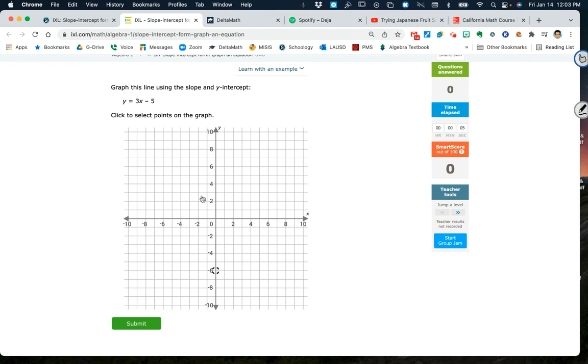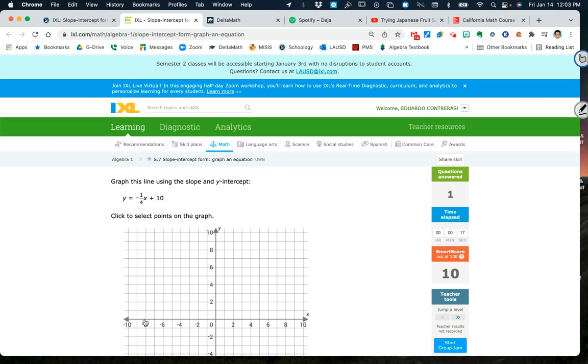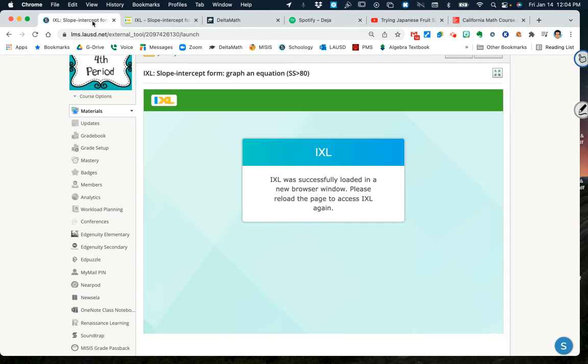Okay, same idea. Here I would cross at negative 5. The slope is 3 over 1. So I go up 1, 2, 3, and over 1. And there it is. You're basically doing the same thing on IXL. I just want to make sure you can access IXL and do it on there as well. Okay? So that's the assignments for today, guys. Finish them up and you're done for this week.